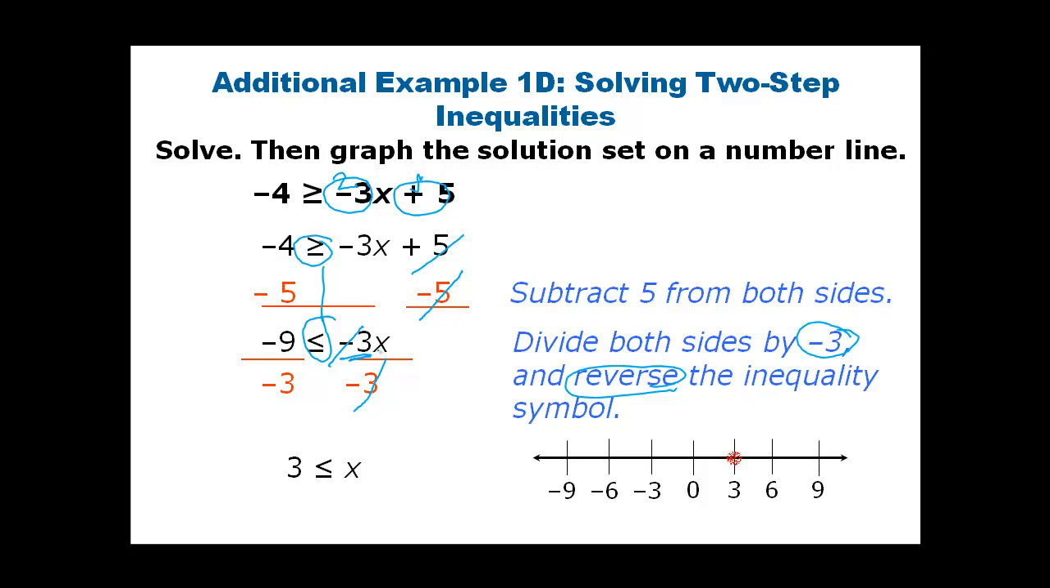I will go for 3 and draw a closed circle. Why a closed circle? Because we have equal here, okay? And then x is bigger than or equals to 3. x is bigger than, so I will shade all the numbers bigger than 3.